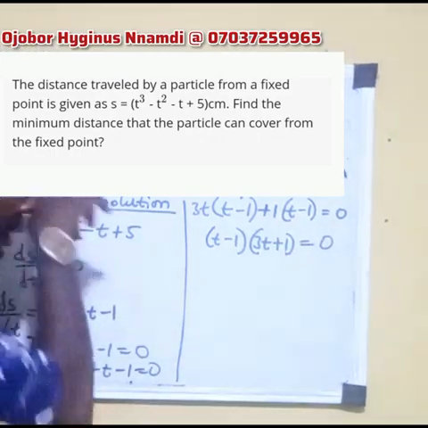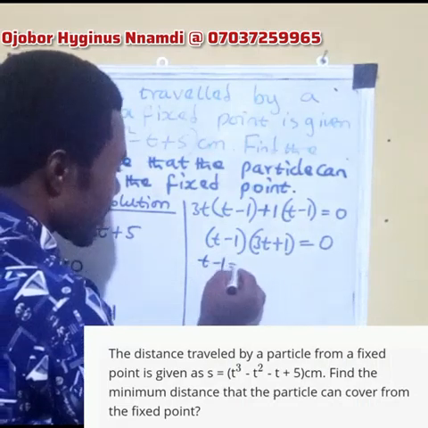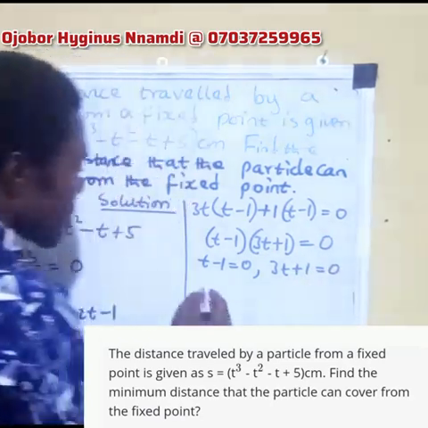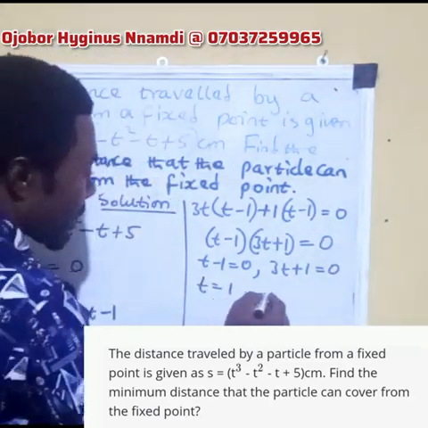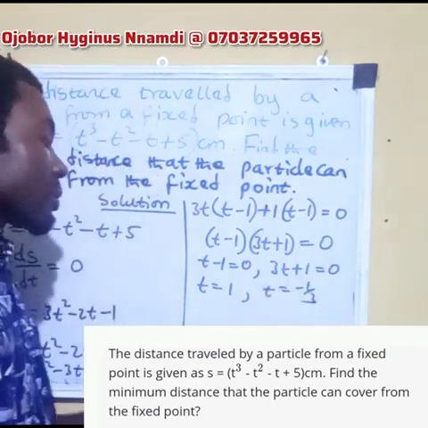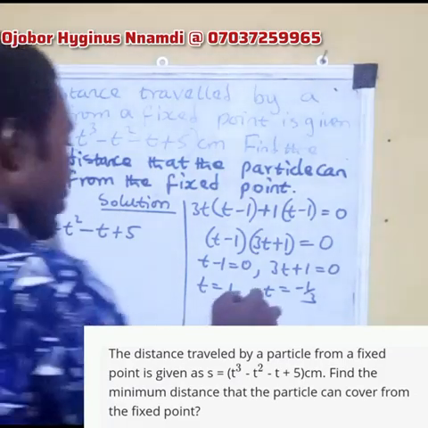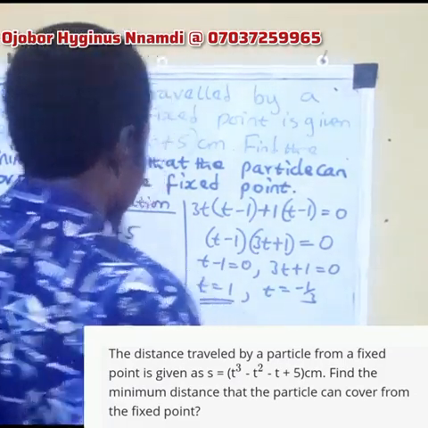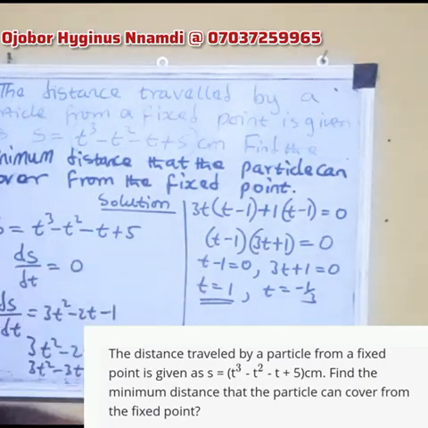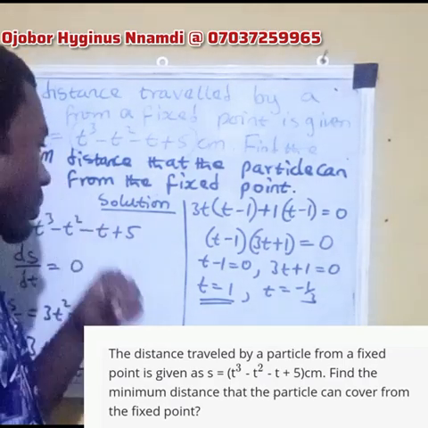So that means that t minus 1 is equal to 0, and 3t plus 1 is equal to 0. Here t is equal to 1, and here t is equal to minus 1 over 3 if you make t subject of the formula. But you know time cannot be negative, so t equals 1 is the one we are going to use. So at t equals 1, that is where we have the minimum point.